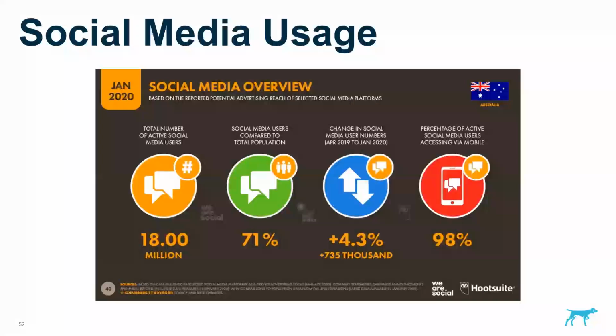So similar sort of thing. We're looking at the prospecting. So social media in Australia as of January 2020: all in all, there are 18 million active social media users. It's around 71% of the population, and it's still growing. It grew 4.3%, or 735,000, year on year from 2019 to 2020. And nearly all of them are accessing via mobile.